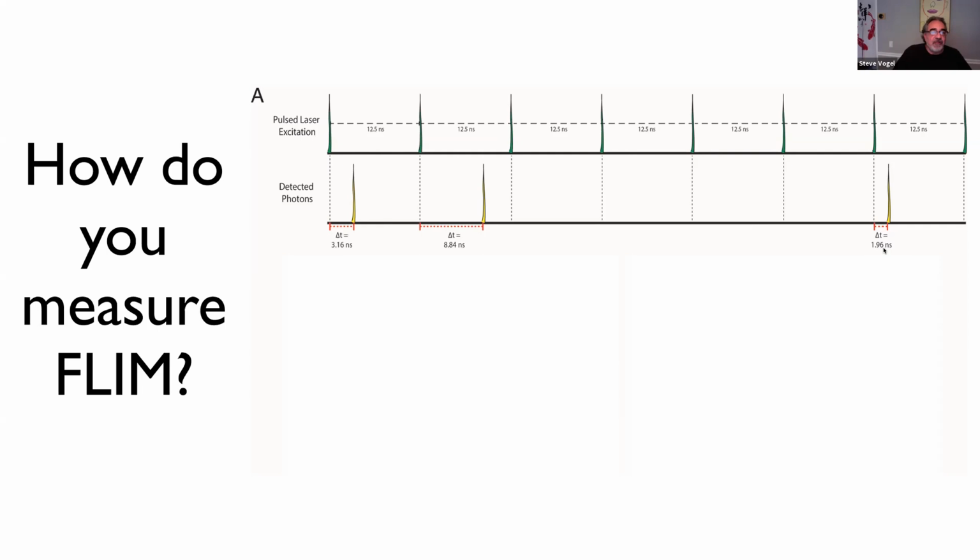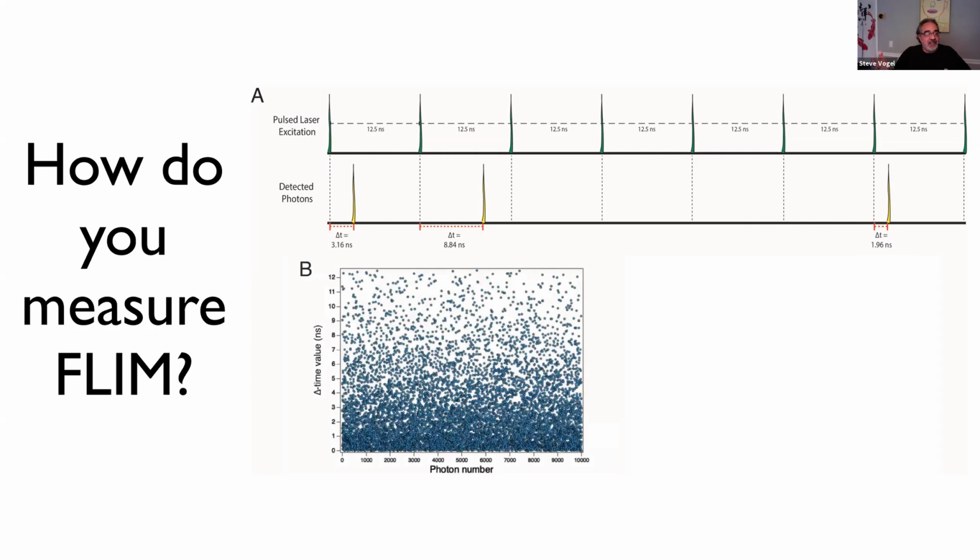Okay, so if we do this, let's say 10,000 times, we can get a lot of delta times. This is depicted here. This was from a Monte Carlo simulation I ran, of a sample that should have a 3 nanosecond decay. What you can see is, on the x-axis, the 10,000 photons that we detected, the 10,000 delta times we detected, and on the y-axis is what that delta time value was.